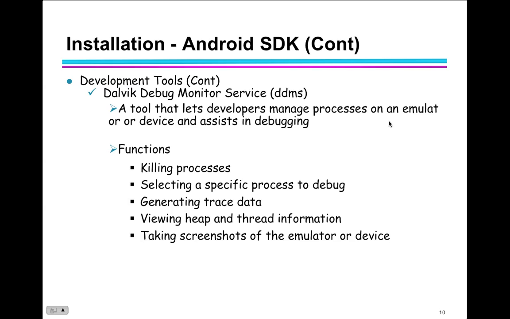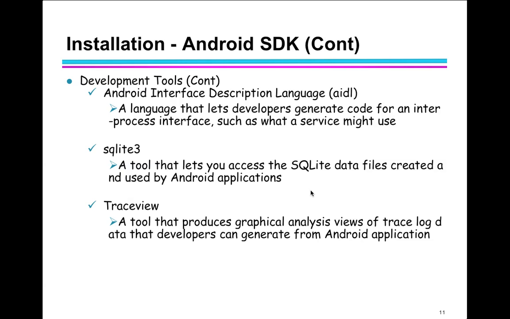So the tool lets developers manage processes on an emulator or a device, assisting in the debugging of the program. Functions that happen, and this you'll get a feel for. Most students just close the emulator and open it back up again. But why bother? The emulator, we're going to figure out very soon, takes forever to load. So if it takes that long to load, you're going to leave it up as long as possible. But you can use the debugger to kill a process. A process is going to be a program that's not working correctly, obviously, or something that's not selected. So killing processes, selecting specific processes to debug, generating trace data, viewing heap and thread information, you know, so tracking screenshots and emulators on devices and stuff.